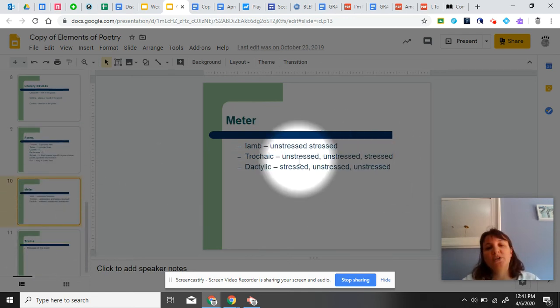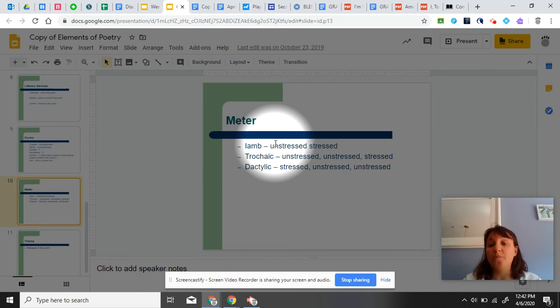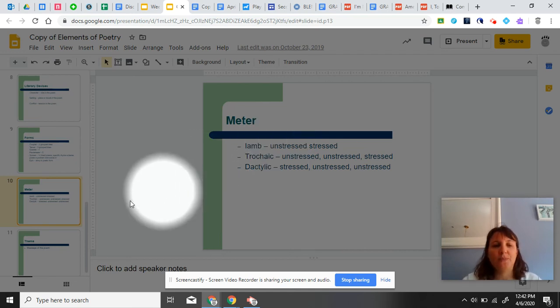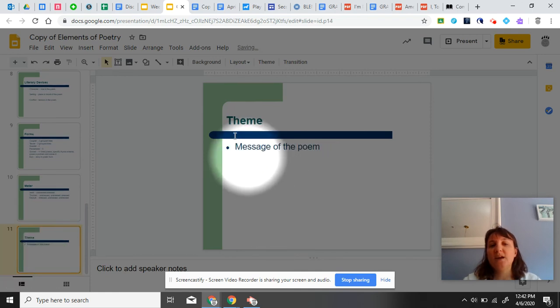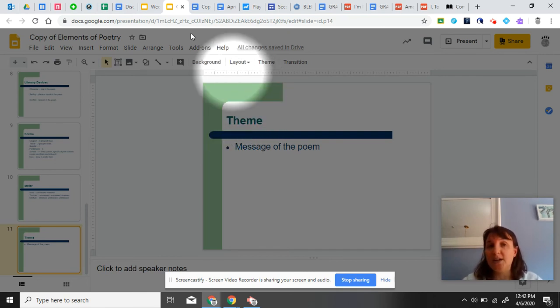Meter, we're not going to get too much into, but this is just helpful to have because poetry, a lot of it is based on the rhythm, okay? All right, and so specific words are chosen to create that rhythm, all right? And so that's where meter comes in, okay? And lastly, everything points back to theme. What is the message of the poem, okay? So there's your little lesson for today.